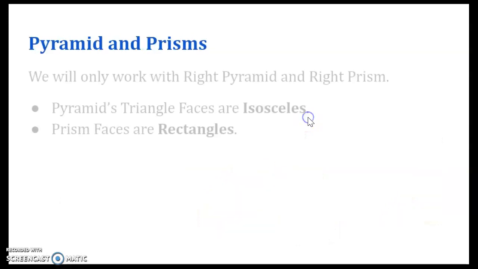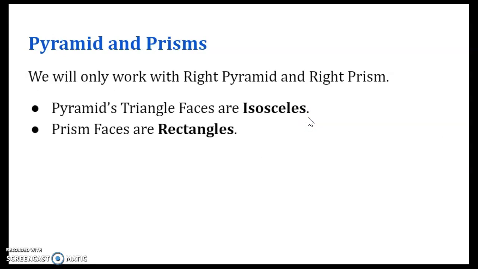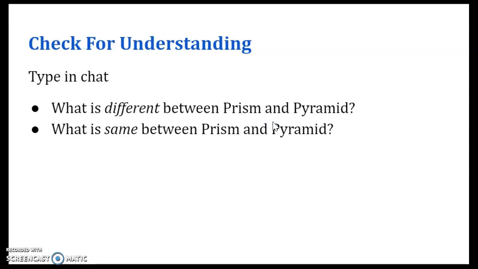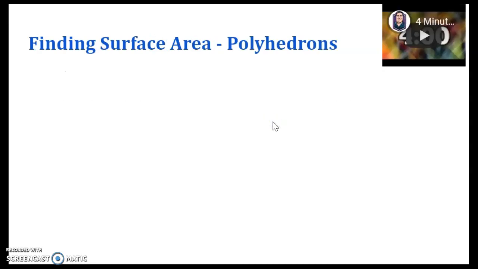But for now, we will work with right pyramids and right prisms only. The pyramid triangle faces are isosceles and the prism faces are rectangles. So for now, we're just going to be focusing on that. We'll only work with right pyramids and right prisms. We are not going to go there. Okay, so finding the surface area. I'm going to pause here, and the recording will continue in the second video.